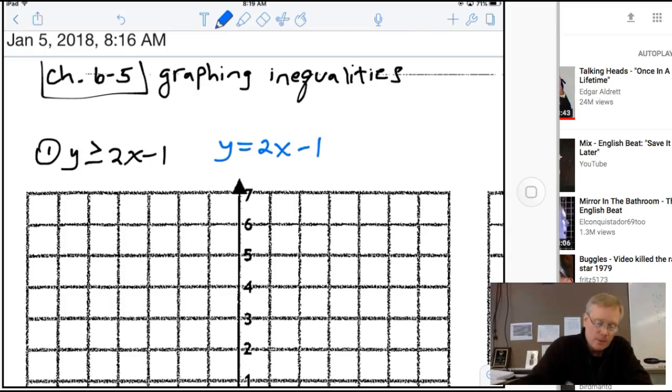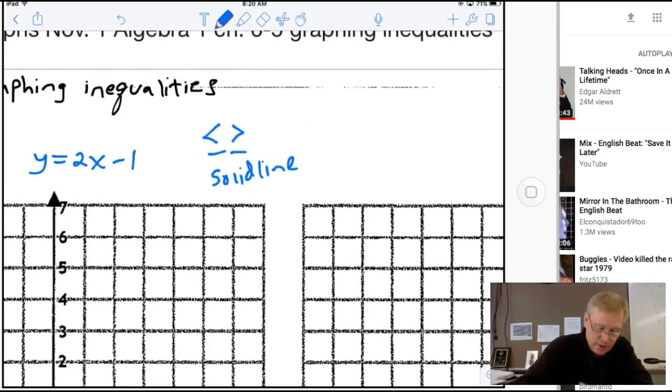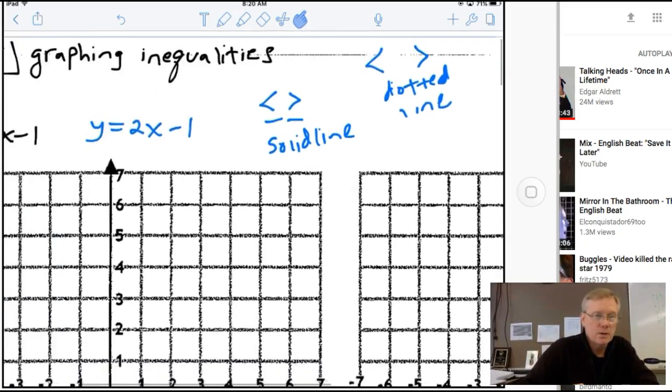The other thing that is different is if you have one of these two symbols, like that one, if it's greater than or equal to or less than or equal to, that will be a solid line when I graph it. And if it's just less than or just greater than, that will be a dotted line. All right, and I'll show you what that looks like in just a few minutes, but that's the first thing I want to show you.